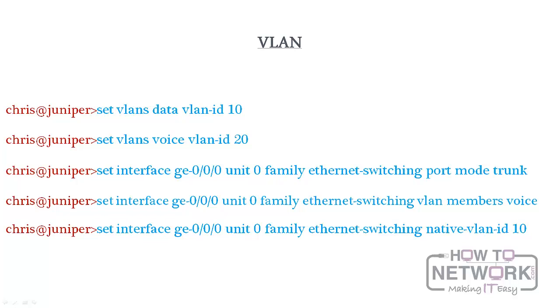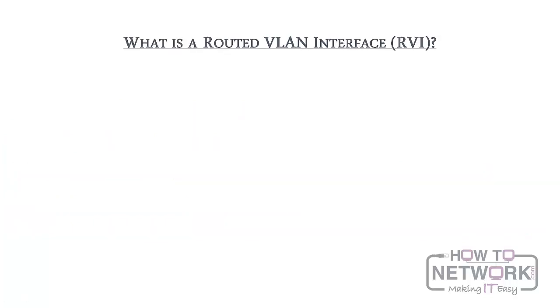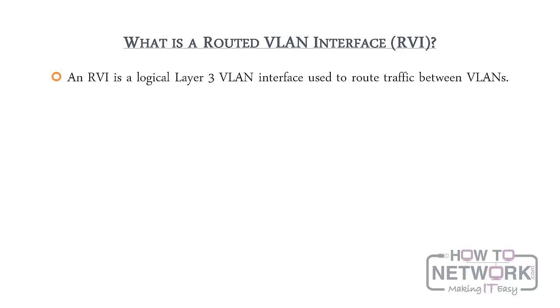What is a routed VLAN interface, or RVI? An RVI is a logical Layer 3 VLAN interface used to route traffic between VLANs. This Layer 3 interface is associated with an IP address and will be the default gateway for the users associated with it. On Juniper EX switches, inter-VLAN routing within a switch is possible through these RVIs.